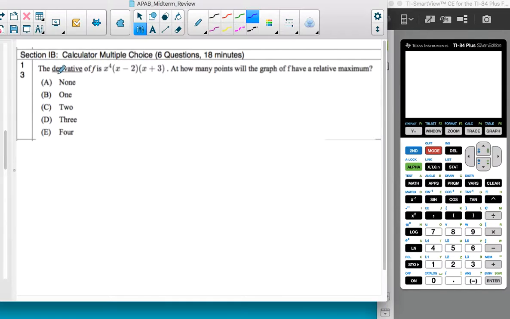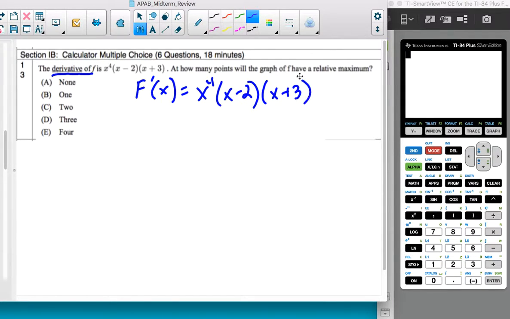So the derivative of f is given by this function, meaning f prime of x is x to the fourth times x minus 2 times x plus 3. And they ask how many maximum values are there? Now, I'm going to argue that because they gave you a factored derivative, this is one where the calculator's really not worth it.